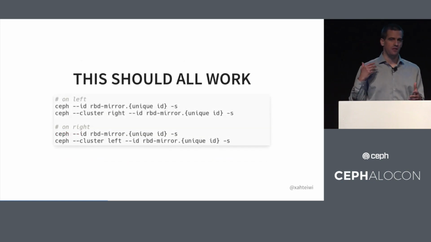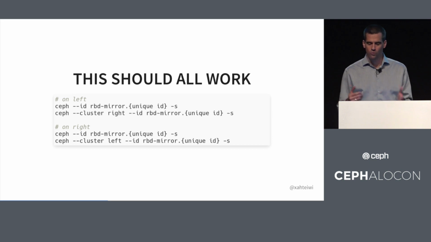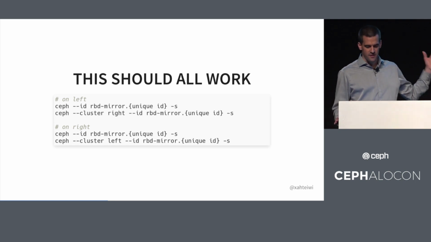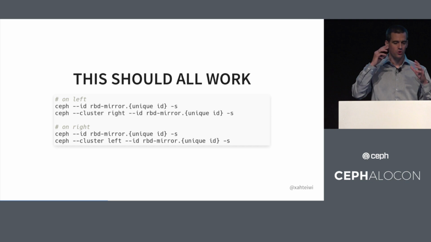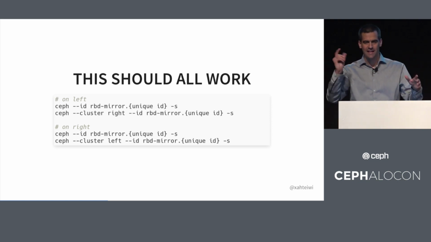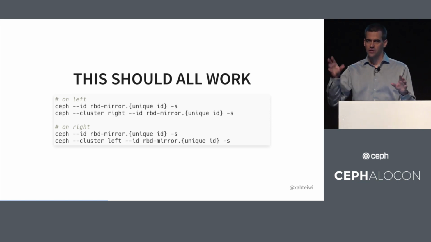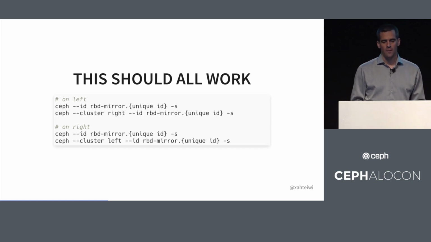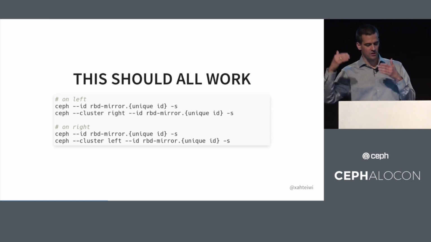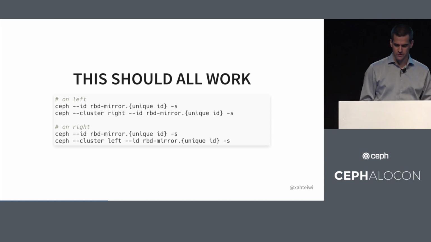If you're setting up RBD-mirror manually, or you're troubleshooting what your deployment automation set up for you, or you're troubleshooting RBD-mirror authentication issues in general, then this is what you can do to do that. You should always be able to contact the local cluster and the remote cluster. So if you do ceph --id rbd-mirror.uniqueid -s or --status, then you're connecting to your local cluster as RBD-mirror, and that should return a result. And then if you do ceph --cluster remote --id something or other -s, you should be able to see the remote cluster status. And the same should be true in reverse.